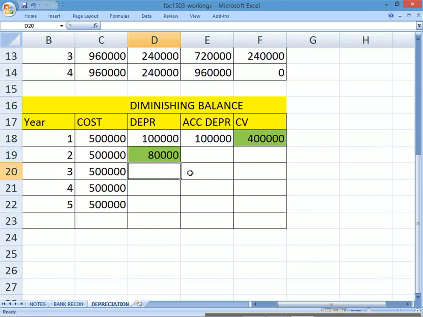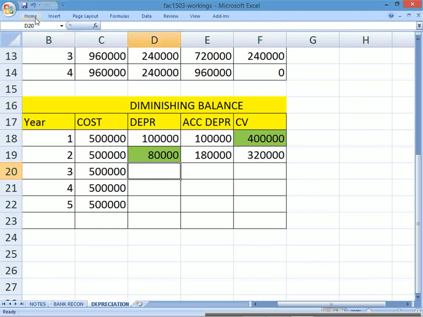That gives you 80,000. Okay, how much accumulated do I have after 2 years? Last year I had 100. This year I've got 80. I'm going to end the year with 180. Makes sense? How do I work out the carrying value at the end of year 2? Cost, which is 500, minus accumulated, which is 180, gives me that. 320. Happy?